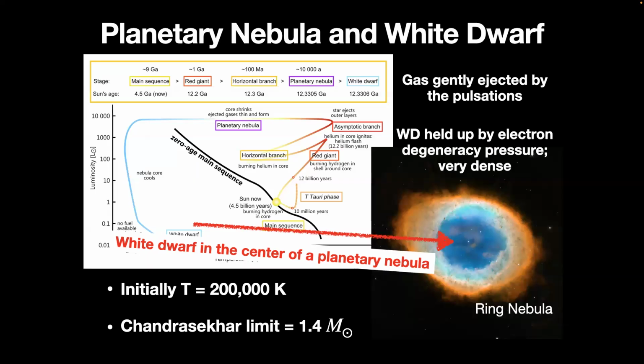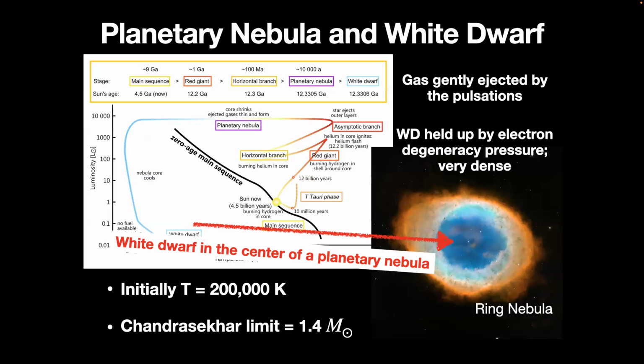White dwarf stars will have a surface temperature initially of around 200,000 Kelvin, which is why they are on the left side of the HR diagram. We've gone from the main sequence through the red giant phase, down to the horizontal branch, up into the asymptotic giant branch, ejects all the outer layers, becomes a planetary nebula, and sweeps down right here to be a white dwarf. Over time, they will cool down and become redder and even less luminous than they are then. So these stars are very dense.